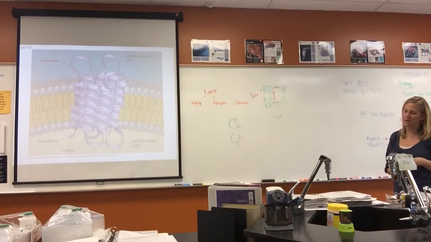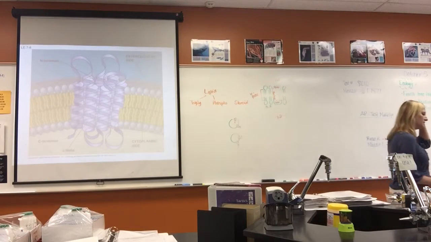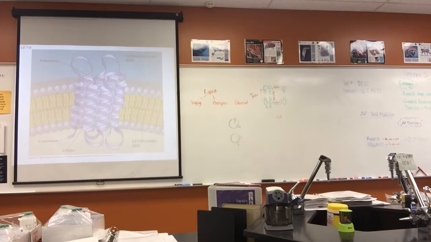So what is this picture showing you here? What is this picture showing? Do you have an idea of what that picture is showing? Roman? Yeah, it's showing you the tertiary structure of a protein. So this is pulling in from chapter 5 when we learned about proteins.